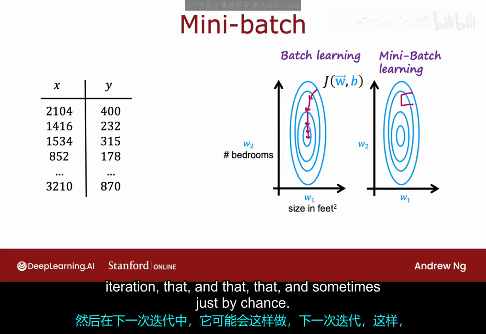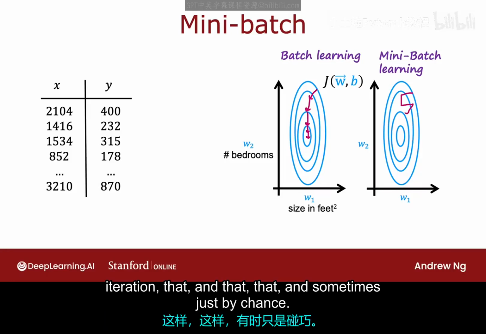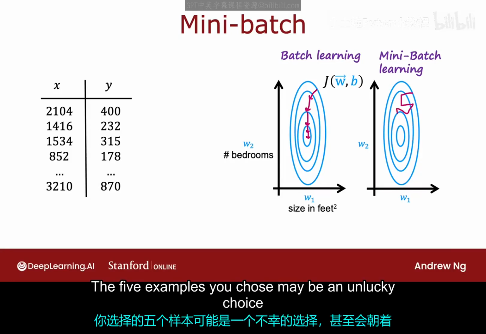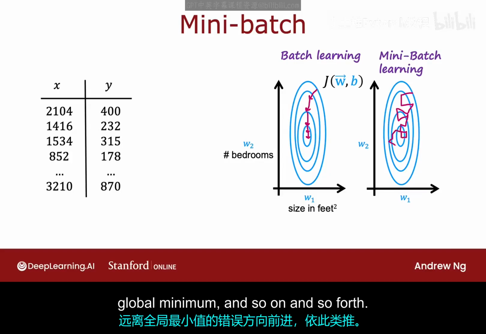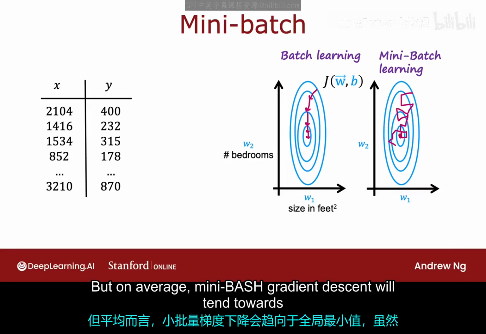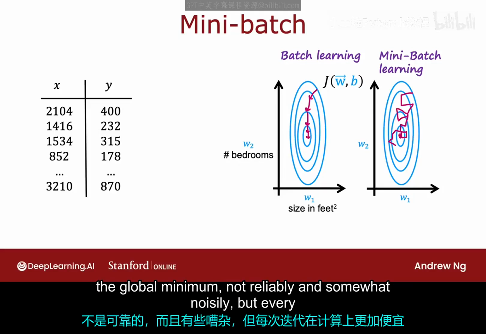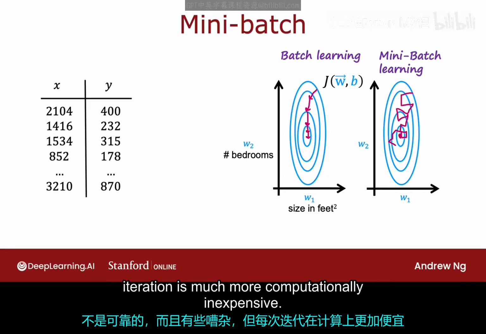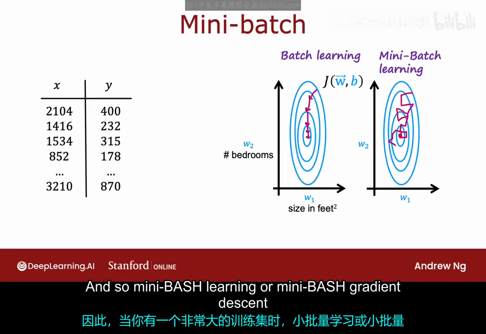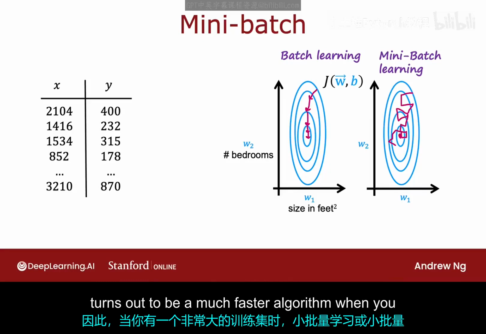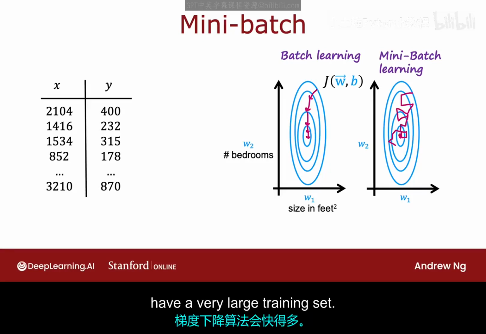The next iteration, that, and that, and sometimes just by chance, the 5 examples you chose may be an unlucky choice and even head in the wrong direction, away from the global minimum, and so on and so forth. But on average, mini batch gradient descent will tend toward the global minimum, not reliably and somewhat noisily, but every iteration is much more computationally inexpensive. And so mini batch learning or mini batch gradient descent turns out to be a much faster algorithm when you have a very large training set.